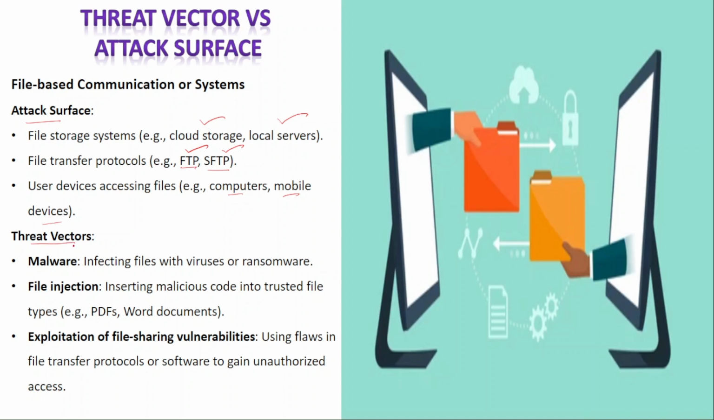Threat vectors include malware, again infecting files with viruses or ransomware. File injection, so inserting malicious code into trusted file types, for example, PDF and Word documents. These Word documents and PDF files may become a delivery vehicle for malware and other malicious code. And exploitation of file sharing vulnerabilities, using flaws in file transfer protocols such as FTP, SFTP, or software to gain unauthorized access.